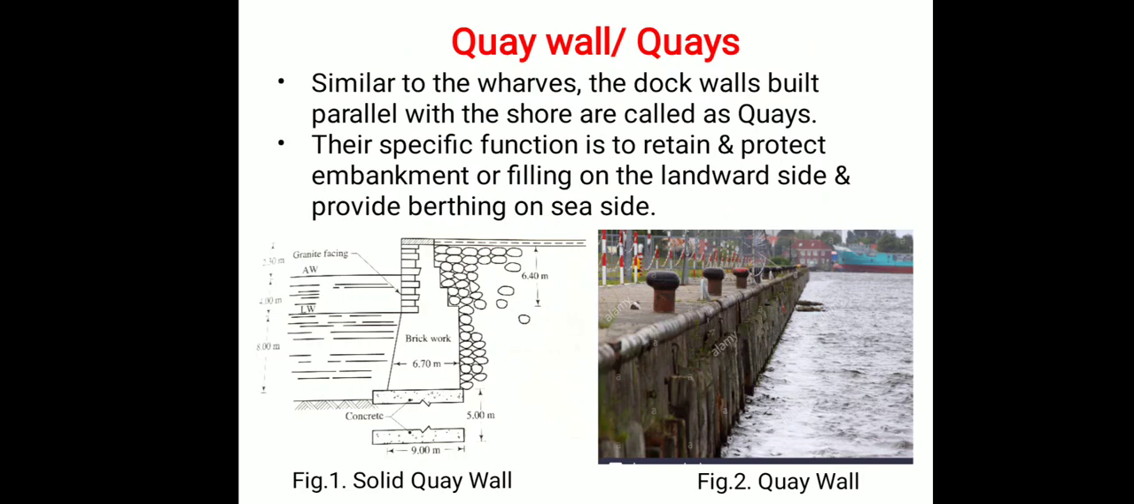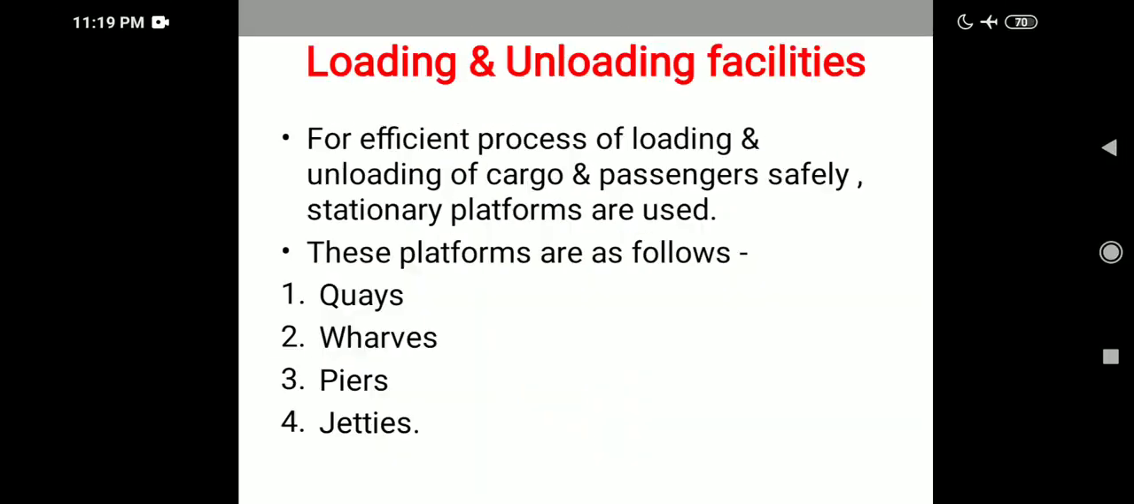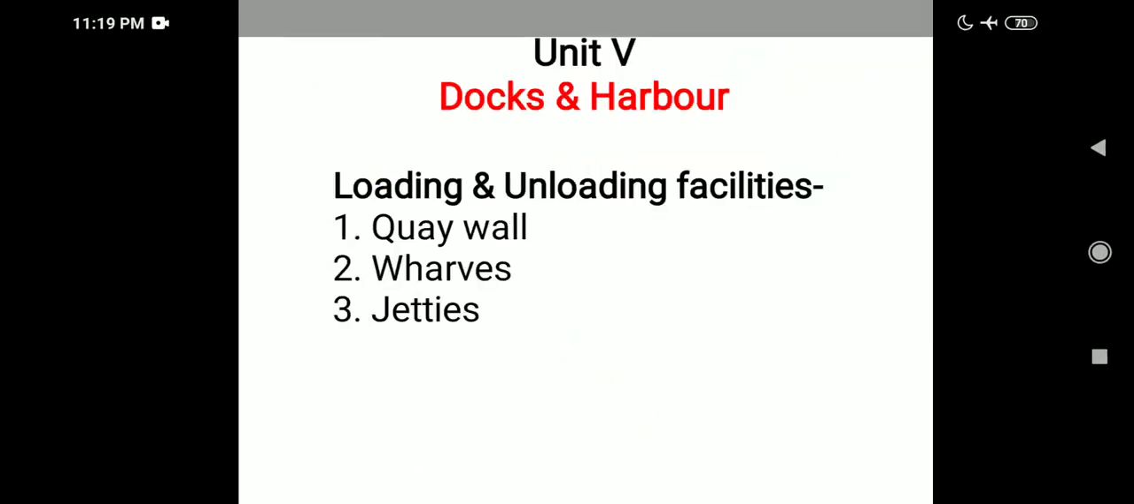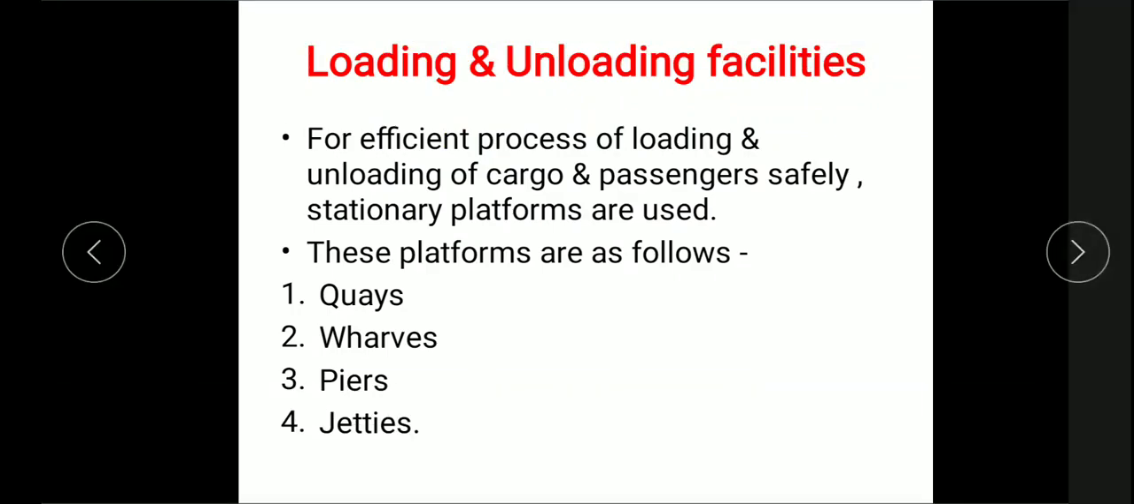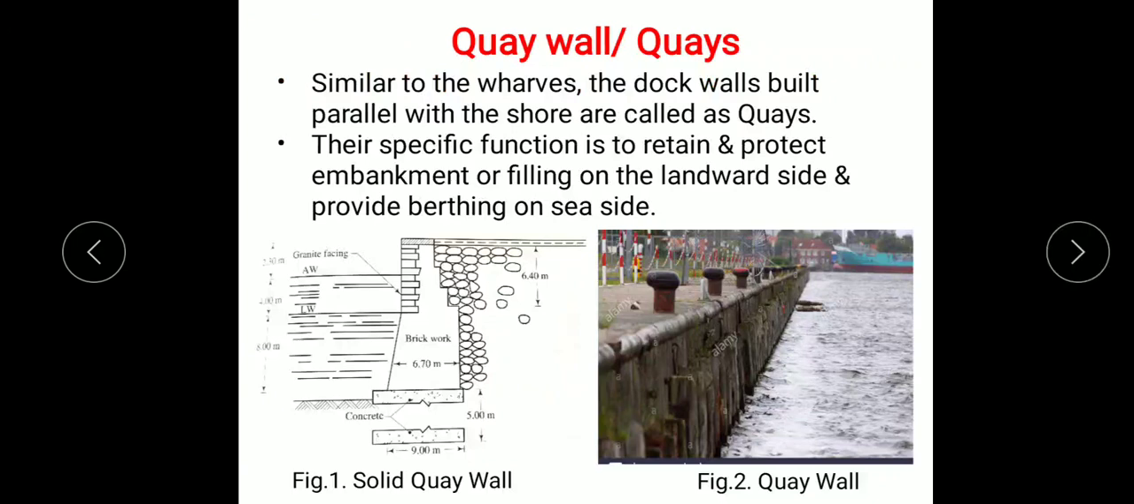In subsequent slides, we are also focusing on the wharves. The structures which are built parallel with the shore are called quays or quay wall. Here, figure 2 shows a quay wall. We can see this is a quay wall, and it is constructed parallel to the seashore.